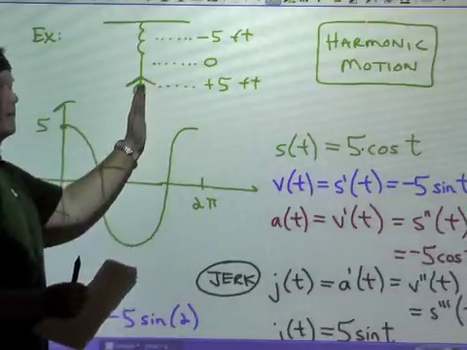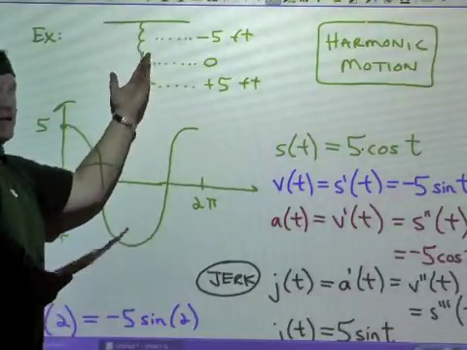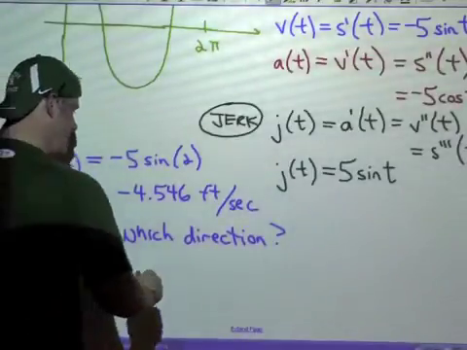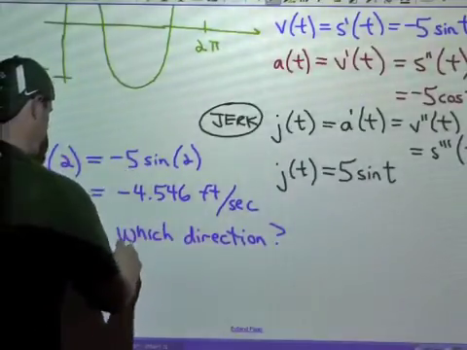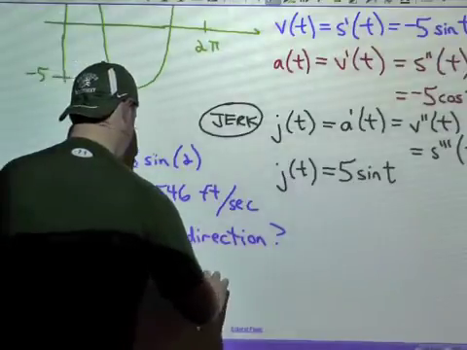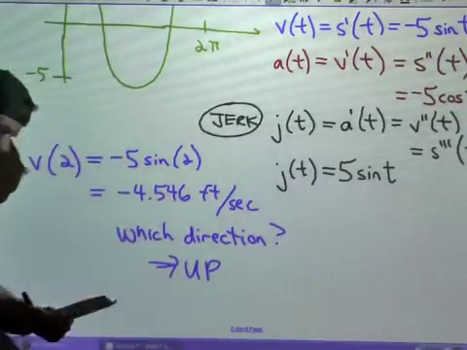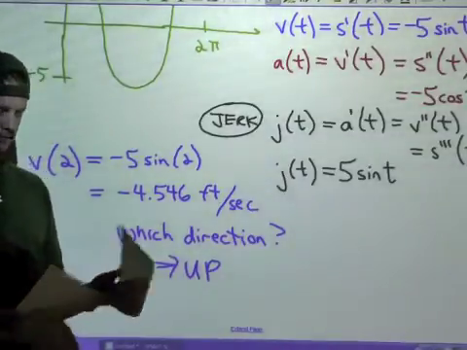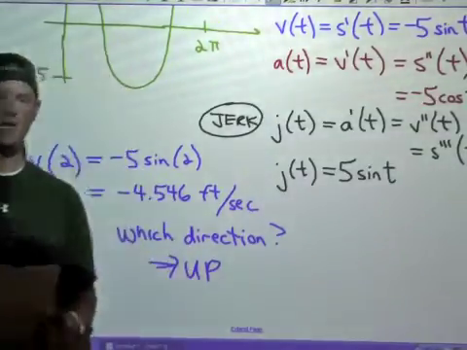But which direction does that mean the guy's going? Yeah, it's up. So it's kind of a weird one. Sometimes you really have to think about the context. So in this particular case, a negative derivative means we're going up. Okay. And a positive derivative would mean the opposite. Okay? So pretty basic stuff.